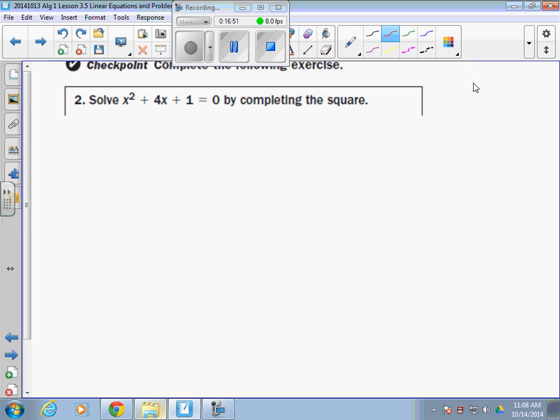Okay, the checkpoint says x squared plus 4x plus 1. Take about a minute and try to get this one done. Remember, you want to find c, move the other one over, find c, and then take the square roots of your perfect square trinomial.